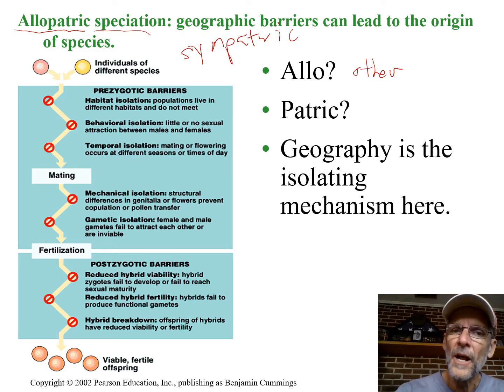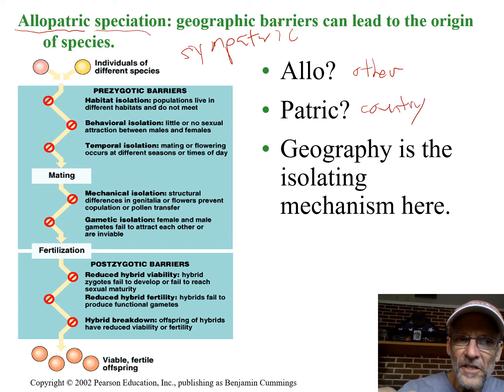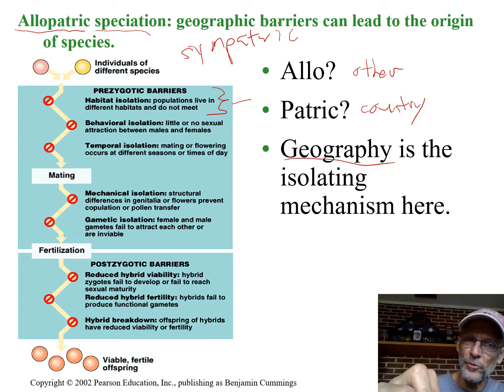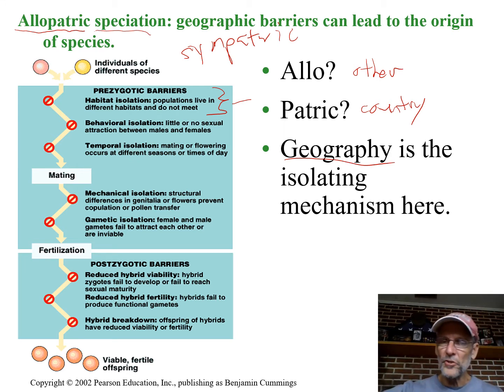Allo means other. Patric means country. So this word literally means other country, and what it refers to is that isolating mechanism, which is geography. Geographic isolation sets the stage for allopatric speciation. If these two groups somehow become separated geographically, their members can't bump into each other, then they can evolve in their own separate ways.